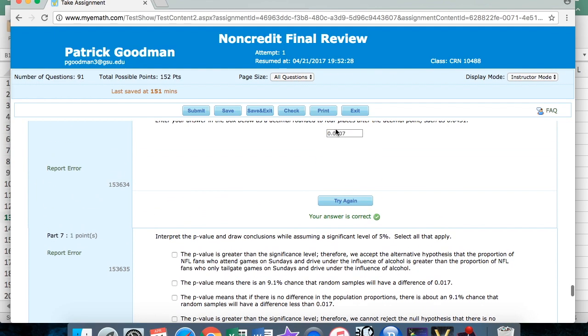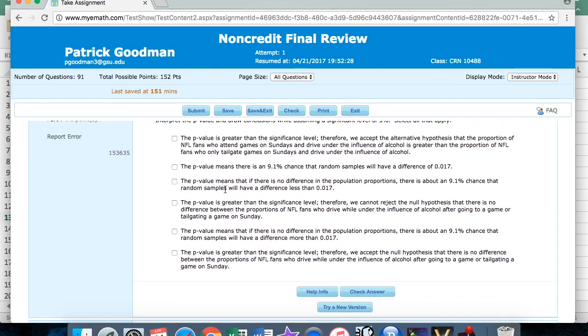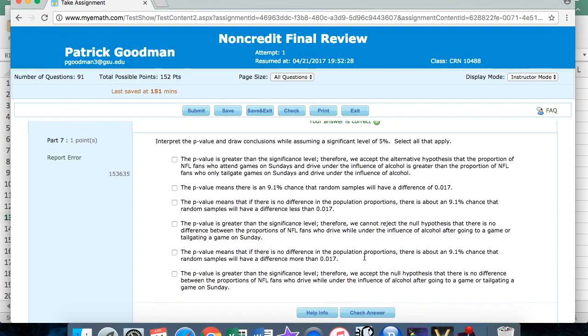So now last one. Interpret our p-value. Our p-value is about 9%, so it's larger than our significance level of 5%. That means if it's greater, we fail to reject the null hypothesis, right? Let me look at the options. The p-value is greater than the significance level, therefore we cannot reject the null hypothesis, and that there is no difference. That's definitely not correct. Another says the p-value is greater than the significance level, therefore we accept the null hypothesis. That's not correct either.